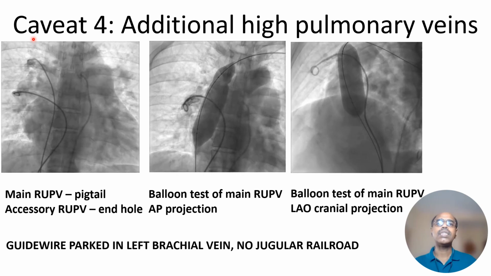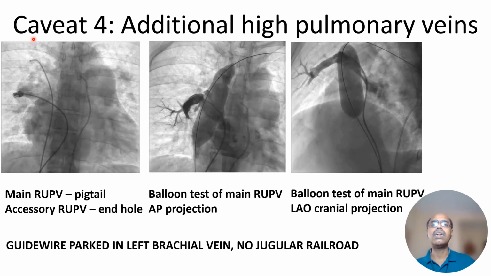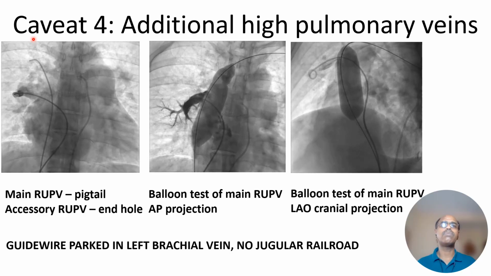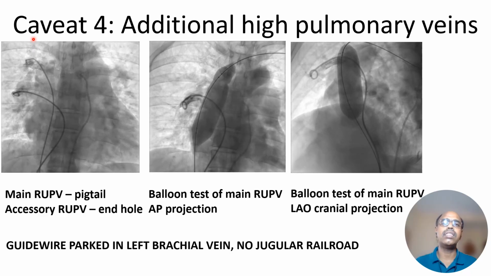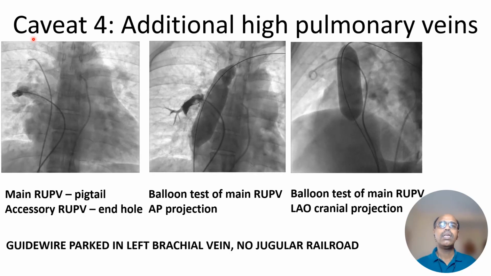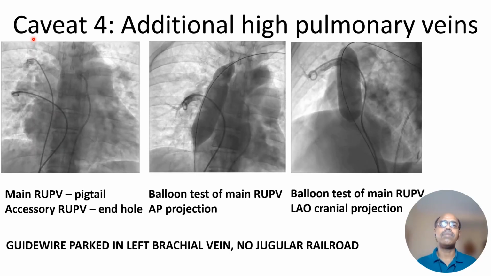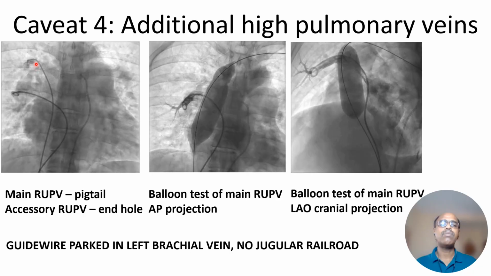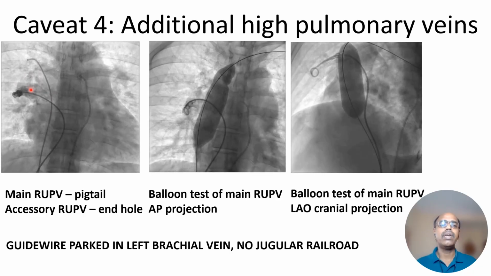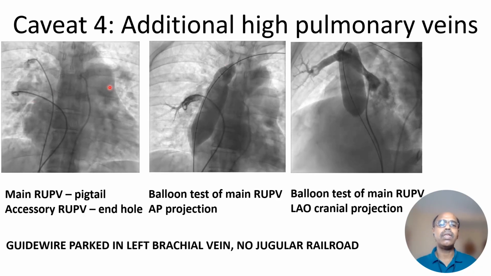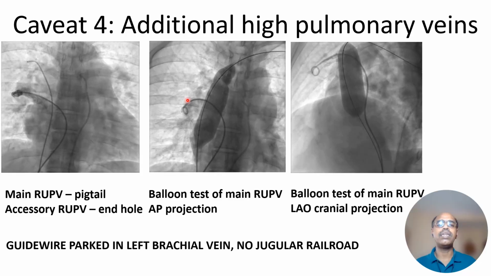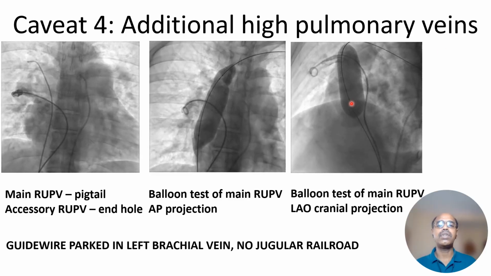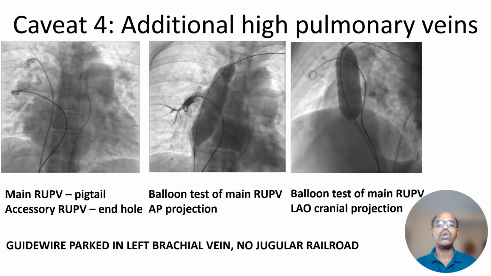Caveat number 4 is presence of additional high draining pulmonary veins. That is, beyond the right upper pulmonary vein, there are some more smaller additional pulmonary veins draining in the high superior vena cava. This happens in about 16 to 17% of the patients. So this is an example of a high draining small additional pulmonary vein and the main pulmonary vein. So you are interrogating the main pulmonary vein, and during balloon interrogation you find that the main pulmonary vein is getting redirected towards the left atrium. So this is epicranial and this is levoradial.